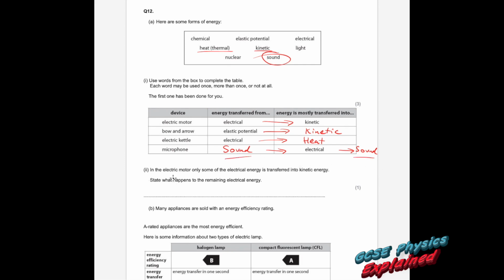Part 2. In the electric motor, only some of the electrical energy is transferred into kinetic energy. State what happens to the remaining electrical energy. Well, what does an electric motor do? They're very noisy and they get hot. So it's always the same pattern, isn't it? The energy that gets lost gets turned into heat and sound. And it would dissipate to the surroundings, but it's only worth one mark, so we'll just leave it there.